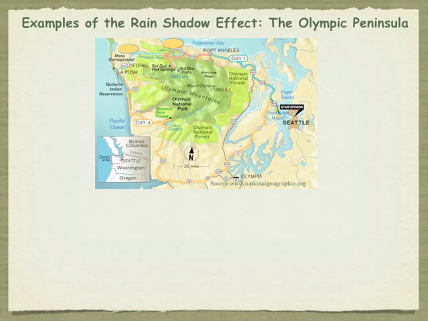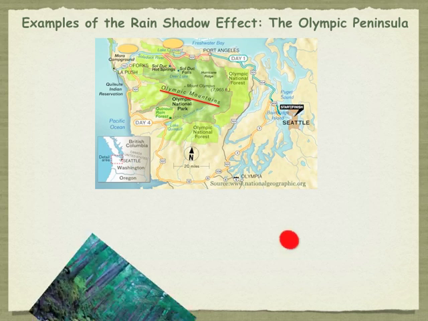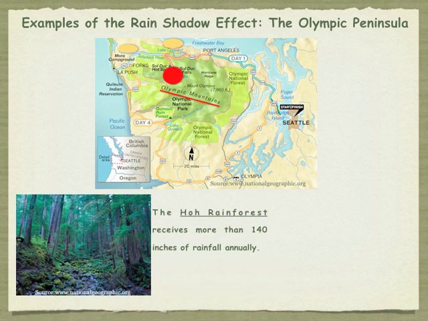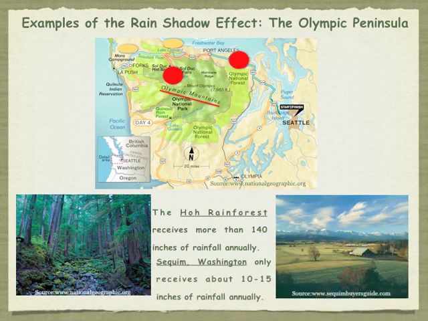There are also several places in the United States where the rain shadow effect is seen, such as along the Olympic mountain range of northwest Washington state. The whole rainforest on the windward side of the Olympic Mountains receives more than 140 inches of rainfall each year. Towns on the leeward side of the mountains, however, are much drier. In Sequim, Washington, which lies in the rain shadow of the Olympic Mountains, only 10 to 15 inches of precipitation are measured each year. This rain shadow extends to places further east along the Olympic Peninsula.